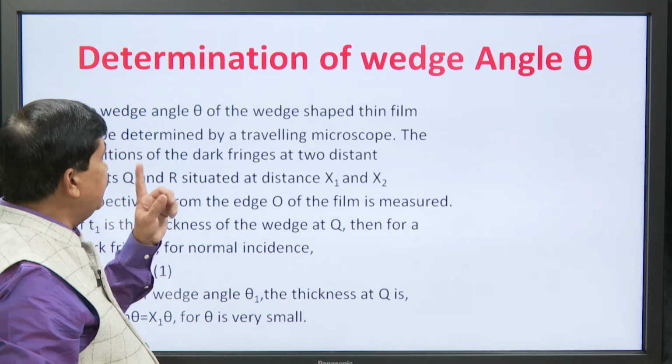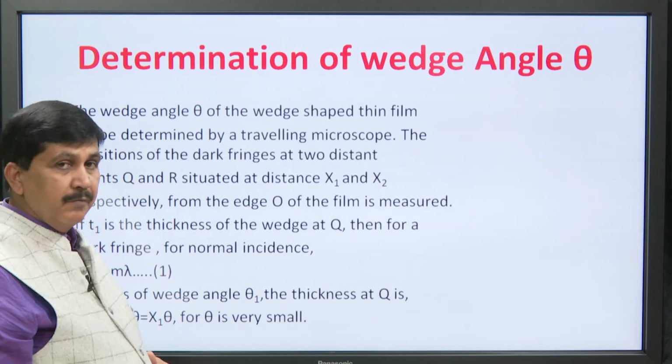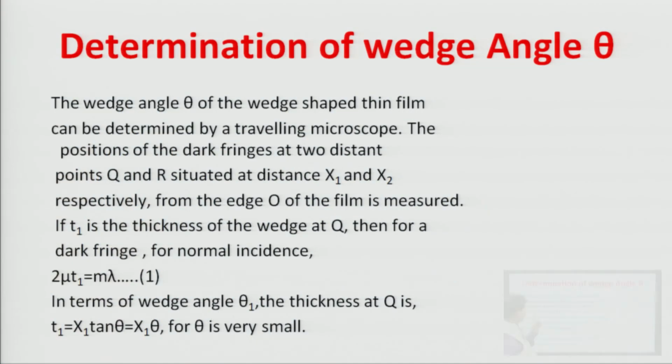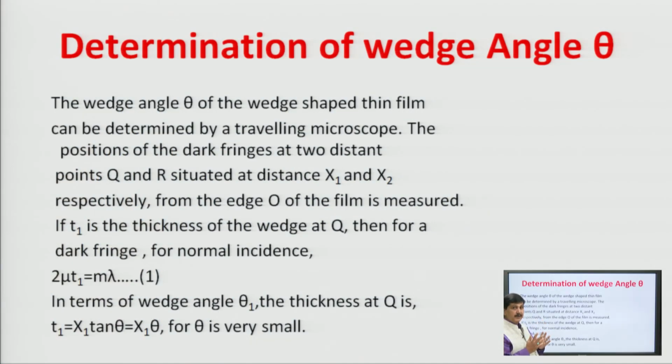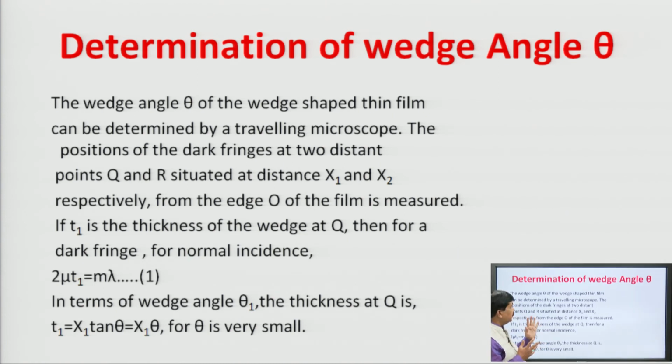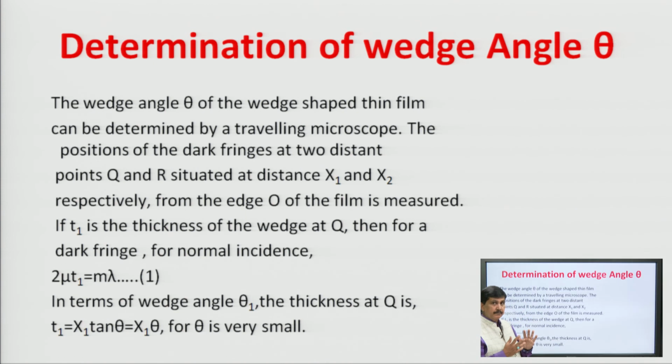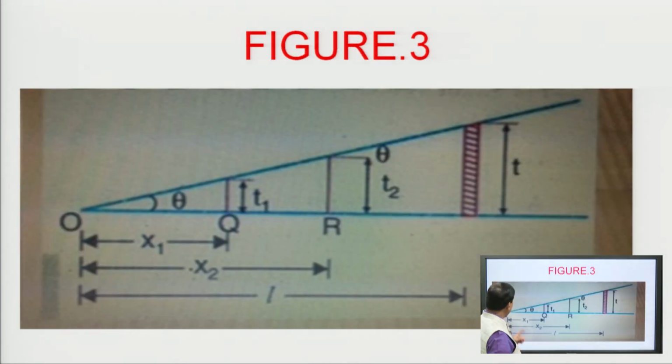Now, lastly, we have to determine the angle of wedge. Angle of wedge means the angle enclosed between the two plane surfaces. This is determined using the travelling microscope. See the picture. O is the point of contact. Suppose there are two dark fringes at Q and R. Q, the dark fringe, is at a distance x1 and the thickness of the film is T1. R is at a distance x2 and the thickness is T2.